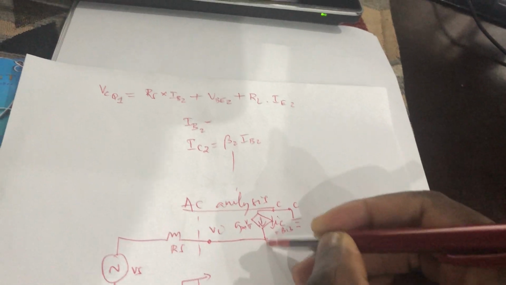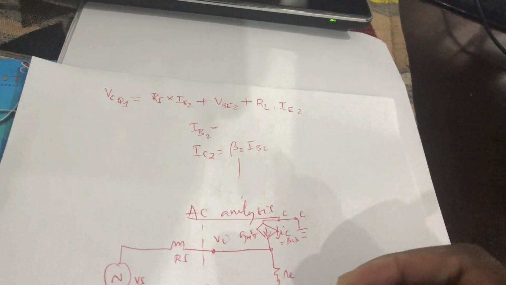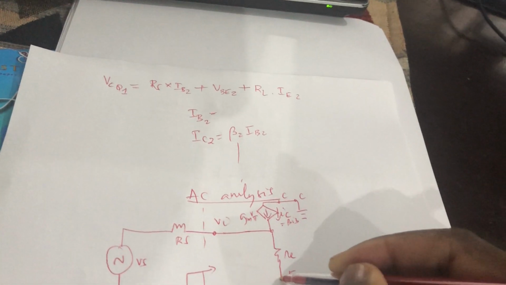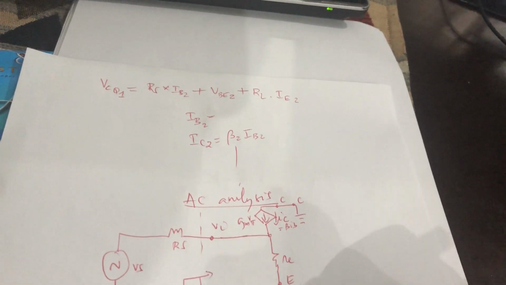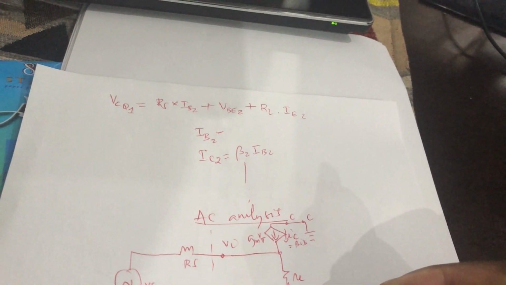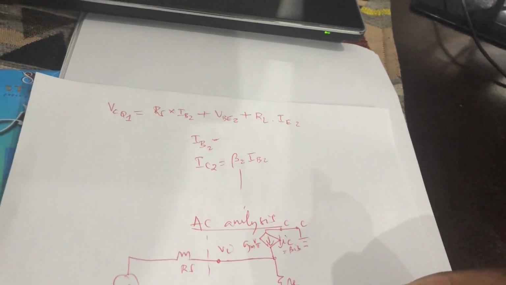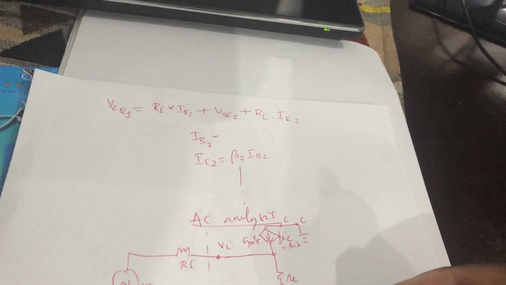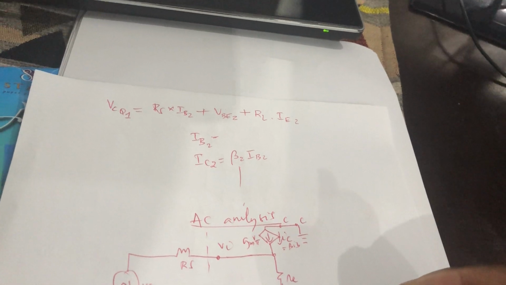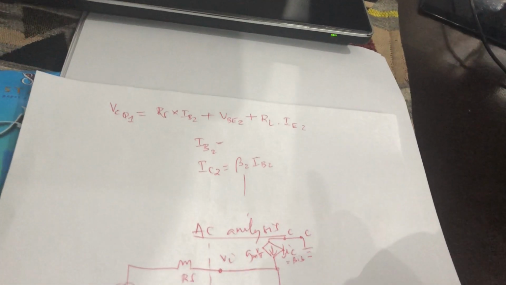And as we go to the emitter side, we go through RE, we reach the emitter. As we reach the emitter, we've got RL, and then we go to ground. So the input is on the base, the output is on the emitter. So in terms of the output on the emitter, it's observed by looking into the emitter as follows. That will be R out.